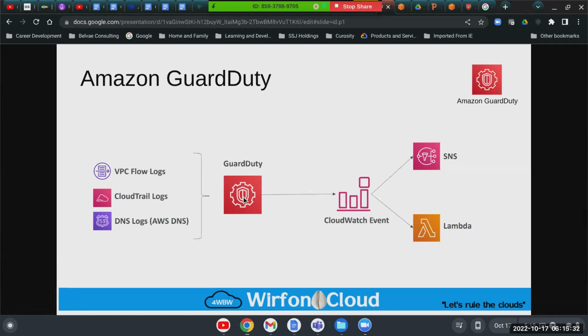To GuardDuty. GuardDuty inspects it. If it detects an anomaly, it can send an alert to other AWS services known as SNS or Lambda. But for the time being, just focus on what GuardDuty does: it inspects all these logs, and when it detects something, it will send out an alert using CloudWatch to other AWS services. So that's what GuardDuty does.